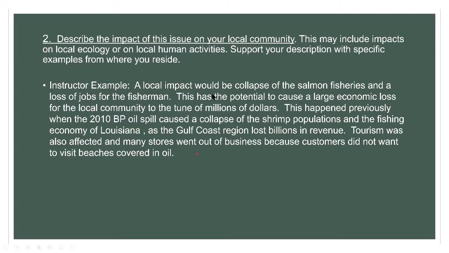All right, part 2 is it's asking you to describe the impact of this issue on your local community. This may include impacts on local ecology or on local human activities. Support your description with specific examples from where you reside. Okay, so I'm talking about how the local impact is that the salmon fisheries are going to collapse. There's going to be a loss of jobs for the fishermen, and it's going to have a potential to cause a really large economic loss for the community.